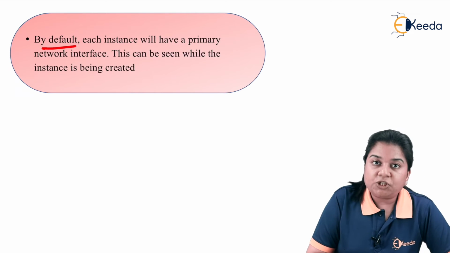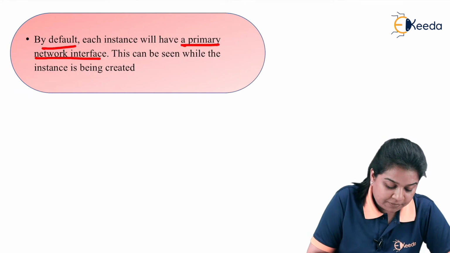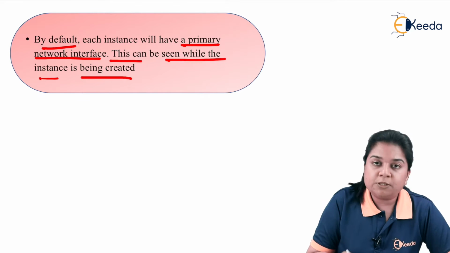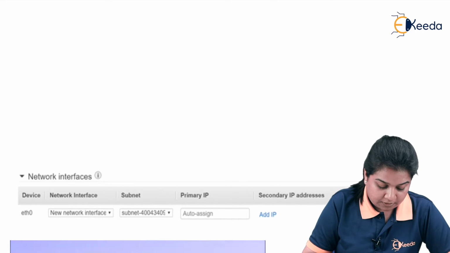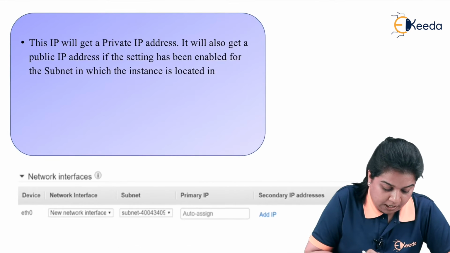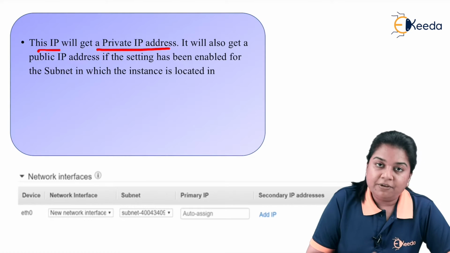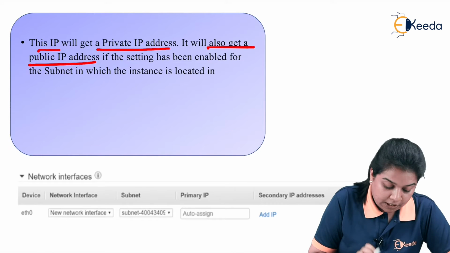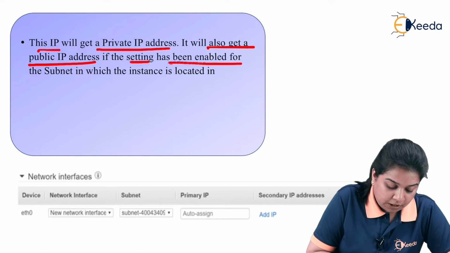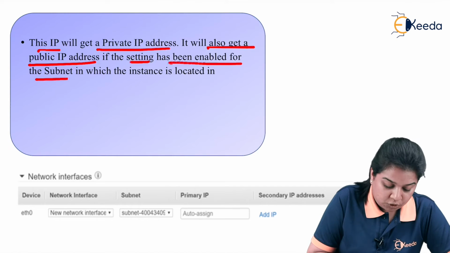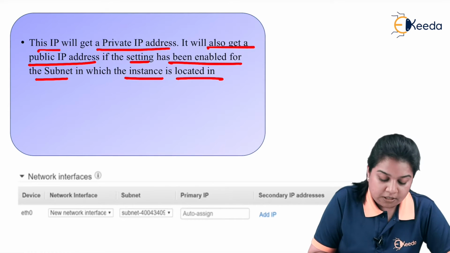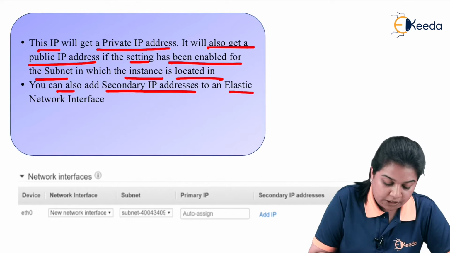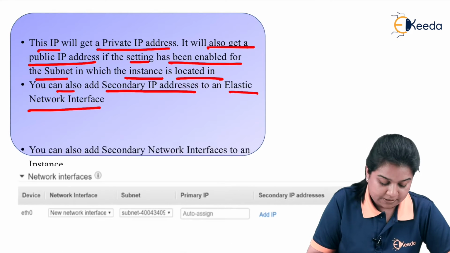By default, each instance will have a primary network interface. This can be seen while the instance is being created. It will get a private IP address here. It will also get a public IP address if the setting has been enabled for the subnet in which the instance is located. Here we can also add a secondary IP address to an elastic network interface.